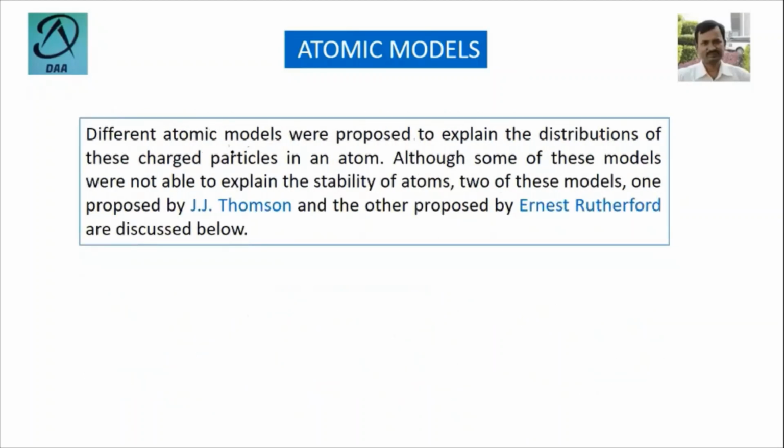So different atomic models were proposed, and out of that, first J.J. Thomson proposed one model. Now it is obsolete, and later the Rutherford atomic model was introduced. So today we'll discuss only Thomson's atomic model, and in the next class we'll discuss Rutherford's model.